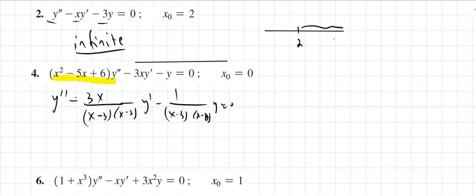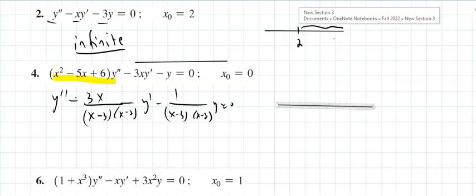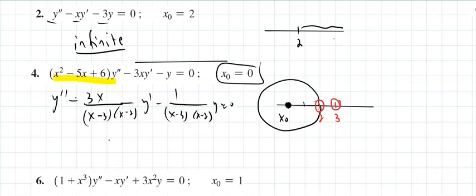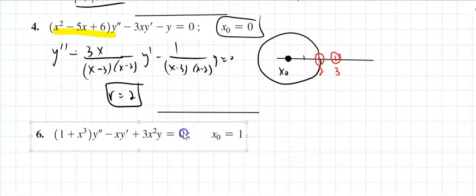So here, we know there are two singular points, and the singular points are 3 and 2, and the point of interest is at 0. So in this case, how far can we go? We could travel as far as 2 units. I can't even hit the 2. So that's the biggest radius I can get.